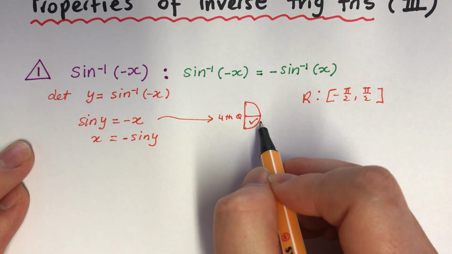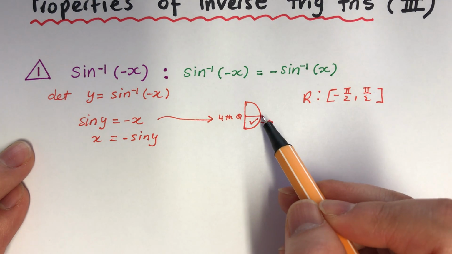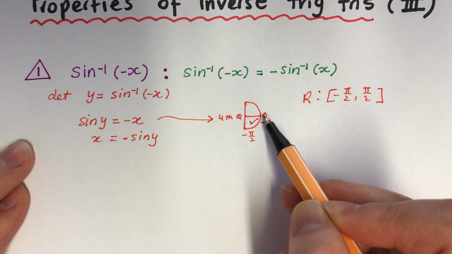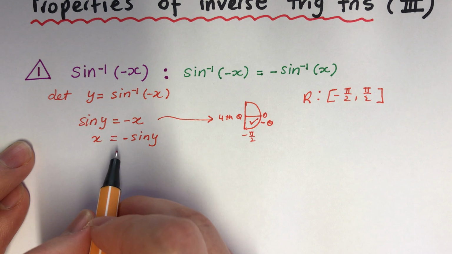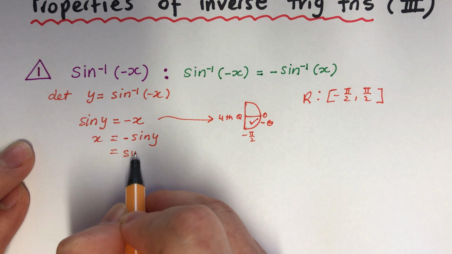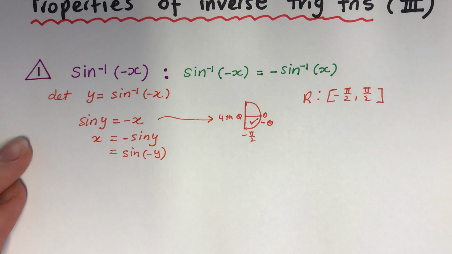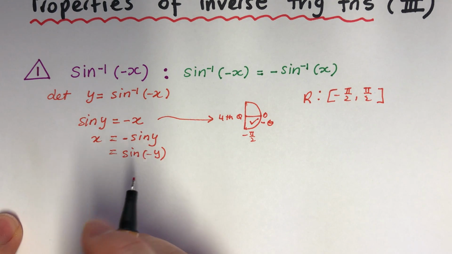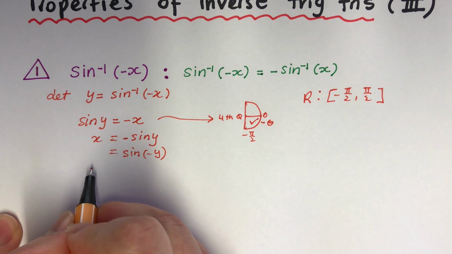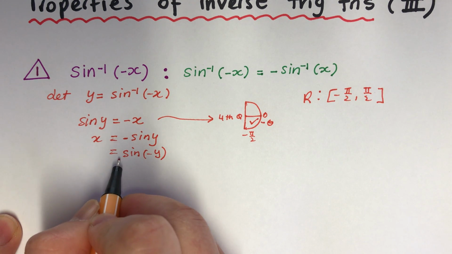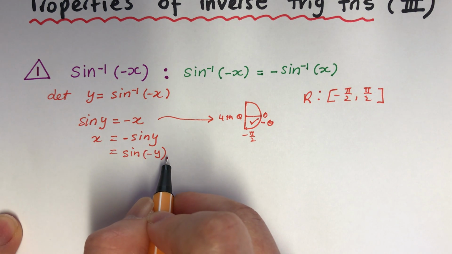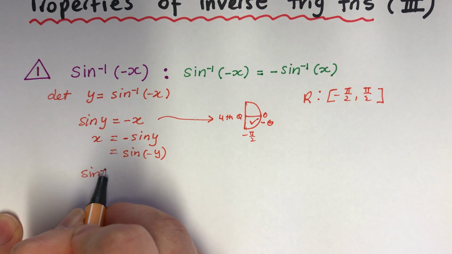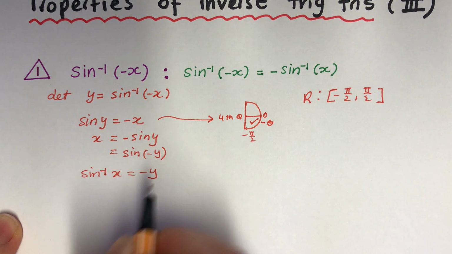So with the fourth quadrant, it's a negative theta, isn't it? Because it's going from 0 to minus pi over 2. So it's going to be a negative acute angle here. So that means I can write sine of minus y. I can rewrite it like this. So what's happening here is, I'm going to move this one back, because what I'm trying to do is make y the subject here. So I'm going to go inverse sine x equals minus y.